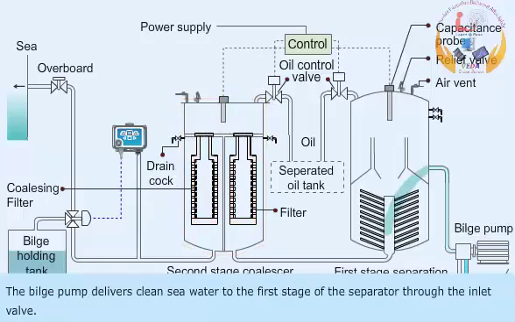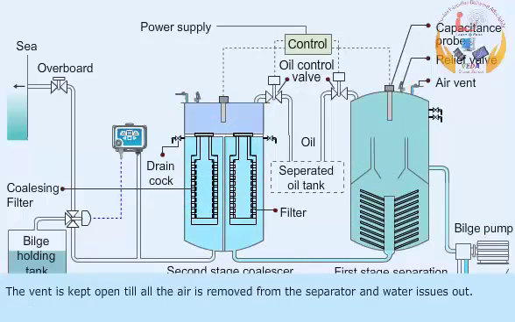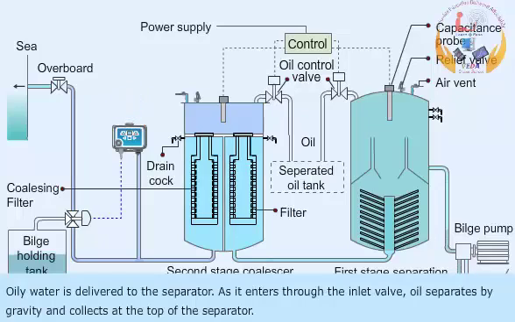Bilge pump delivers clean seawater to the first stage of the separator through the inlet valve. The vent is kept open until all the air is removed from the separator and water issues out. Oily water is delivered to the separator.